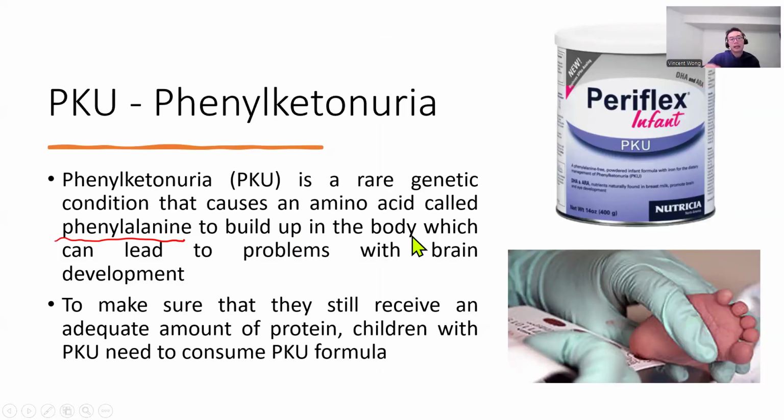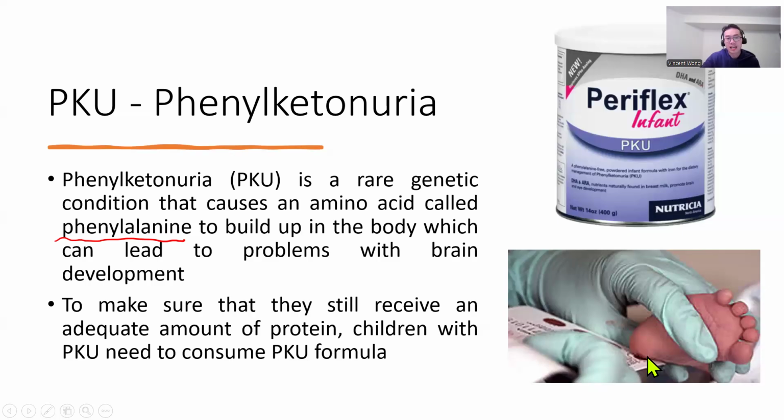And if this happens in a baby, then it's going to interfere with brain development. So one of the first things that they screen for in newborns is PKU, amongst other things. They collect a little bit of blood sample from the baby. They do what's called a heel prick. Just cut the heel a little bit, just a drop of blood, and then they test it, and they will know whether the baby has PKU or not.